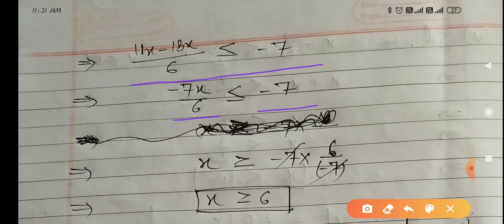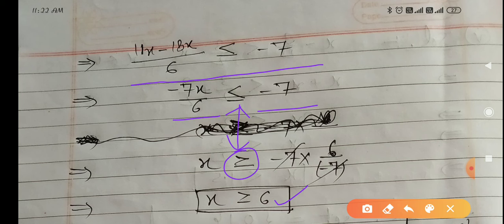So x is greater than or equal to y. You can see the difference, because I am dividing both sides by a negative number, or transferring a negative number to the other side. So 6 upon minus 7, so it comes x is greater than or equal to 6. That's why the inequality sign is changing, because I am taking a negative number from one side to the other side.